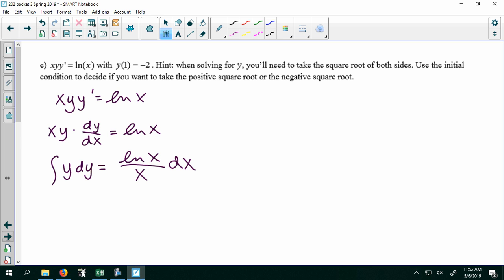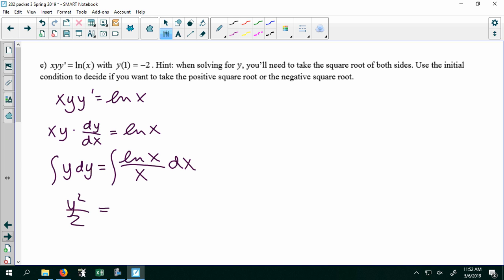And then I'm going to integrate both sides. The antiderivative of y is y squared over 2. Technically, there's a plus c there, but I'm just going to subtract it from both sides anyway and smush it in with the right-hand side's plus c.